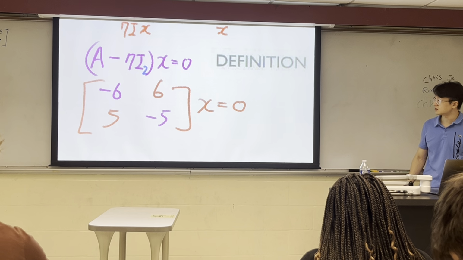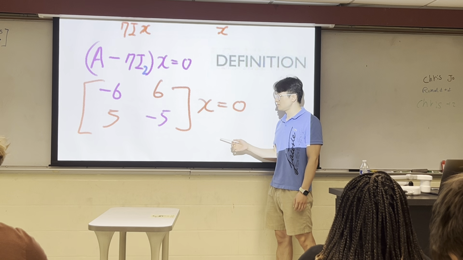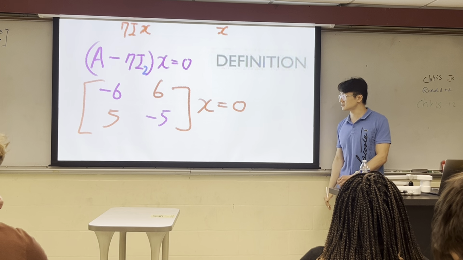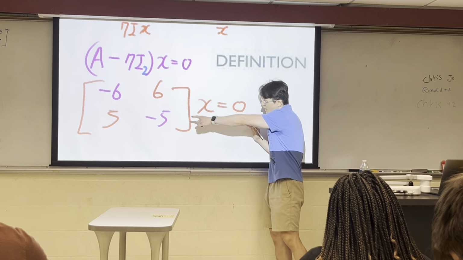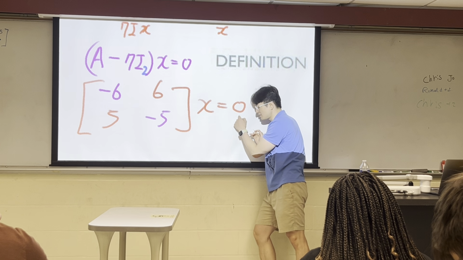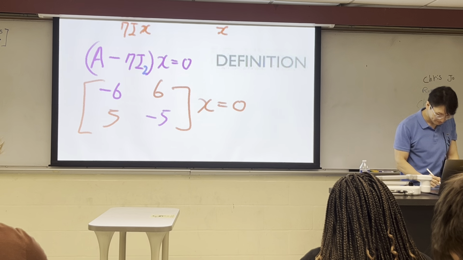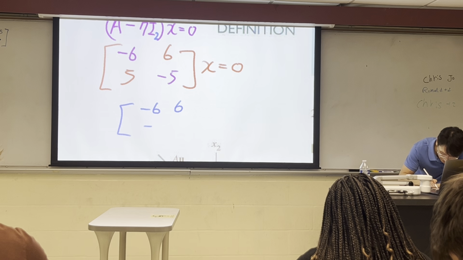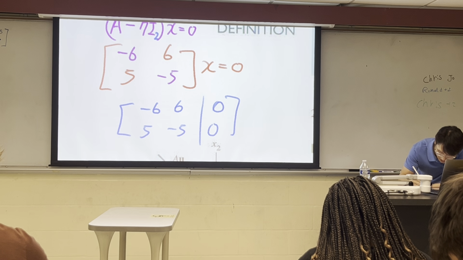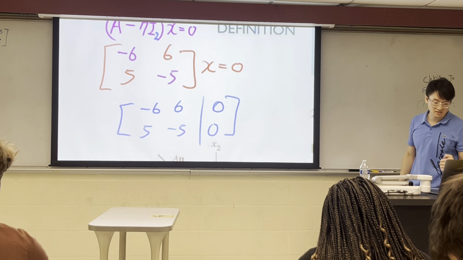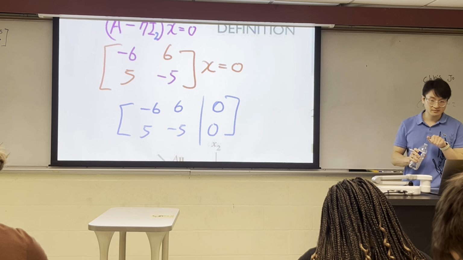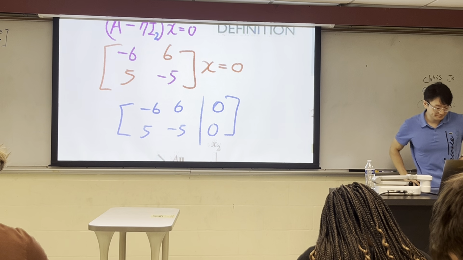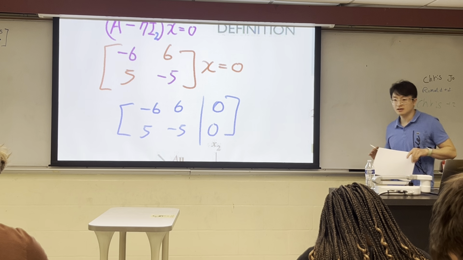Now can we find this x? How do we find x? We've done it so many times. Matrix. Yes. How? Copy this, put a vertical line, 0, 0. Try it. Tell me x. Minus 6, 6, 5, negative 5, 0, 0. Augment this and give me the solution.